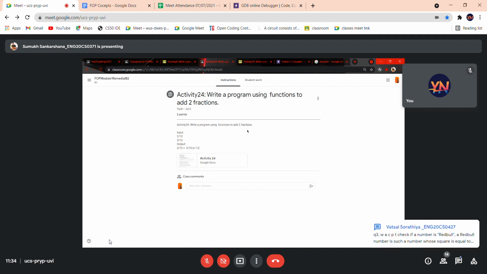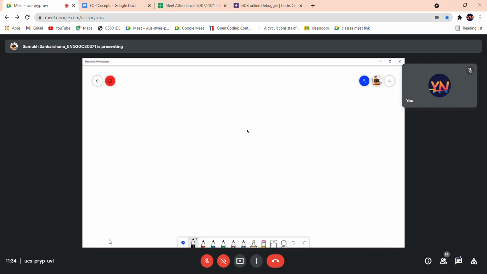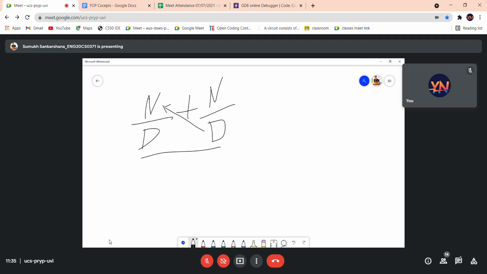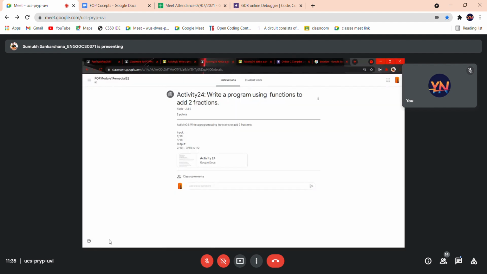So how do you add two fractions? There are a few conditions, right? We all know maths. If there's a numerator and a denominator, and we want to add another numerator and denominator, we basically take the LCM if the denominators are not the same, and multiply the denominator with the numerator of the other fraction, and this denominator with the other numerator. In the program we actually do the same.